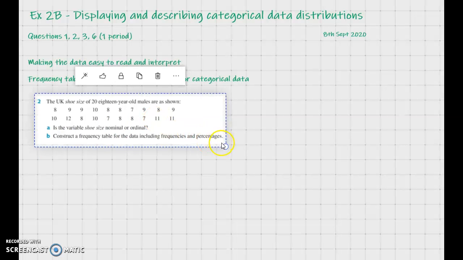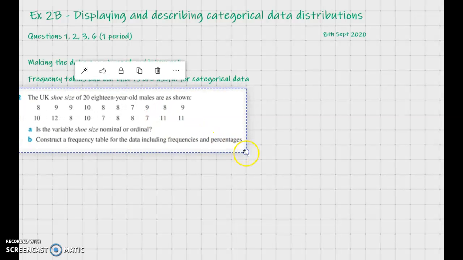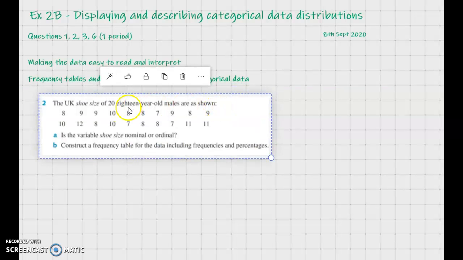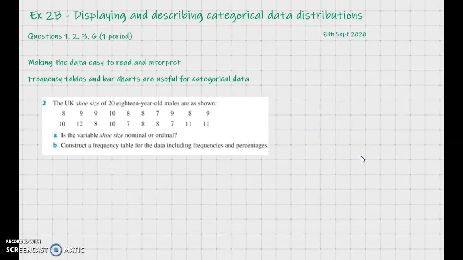Okay, so for question 2, you're told it's a question about shoe size. Now, this is a good one. I chose this because even though shoe sizes are represented as numbers, you need to realize that they're actually categories, because it means your foot fits in the size. A category 8 will fit feet between a certain length and a certain length. After that, you go into the next category, which is a size 9.